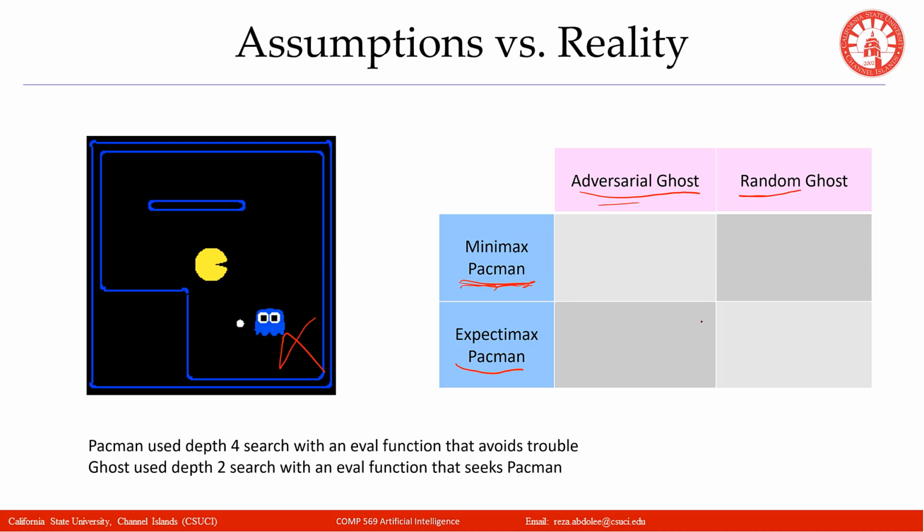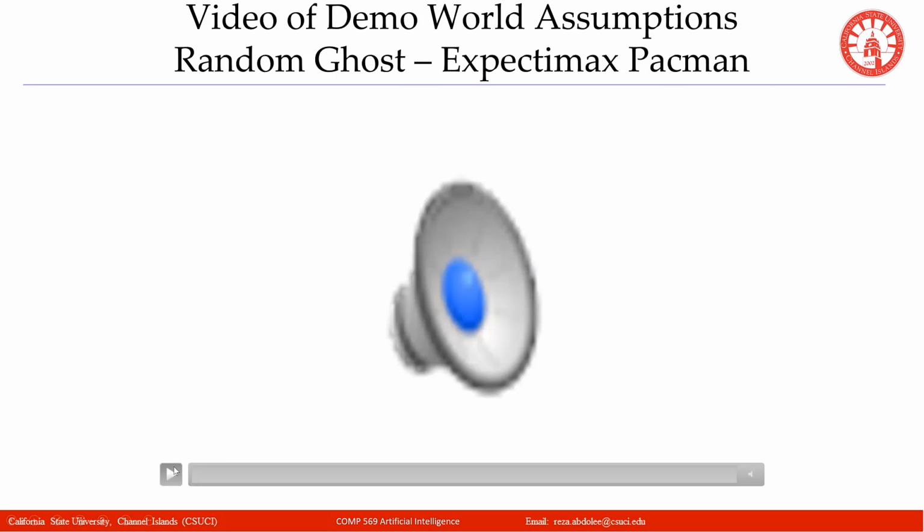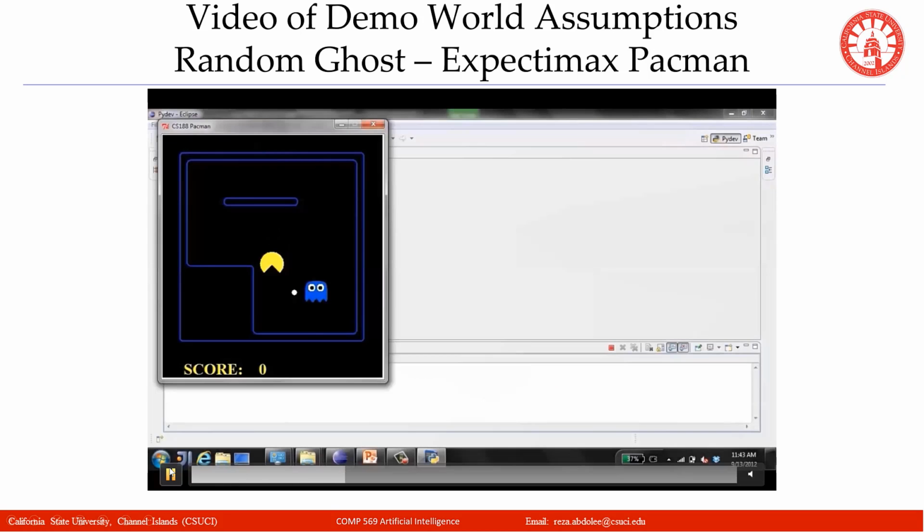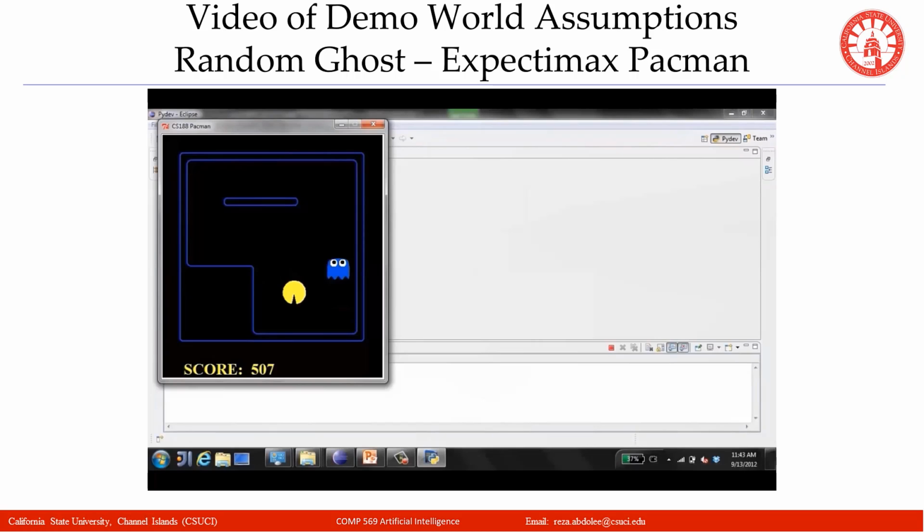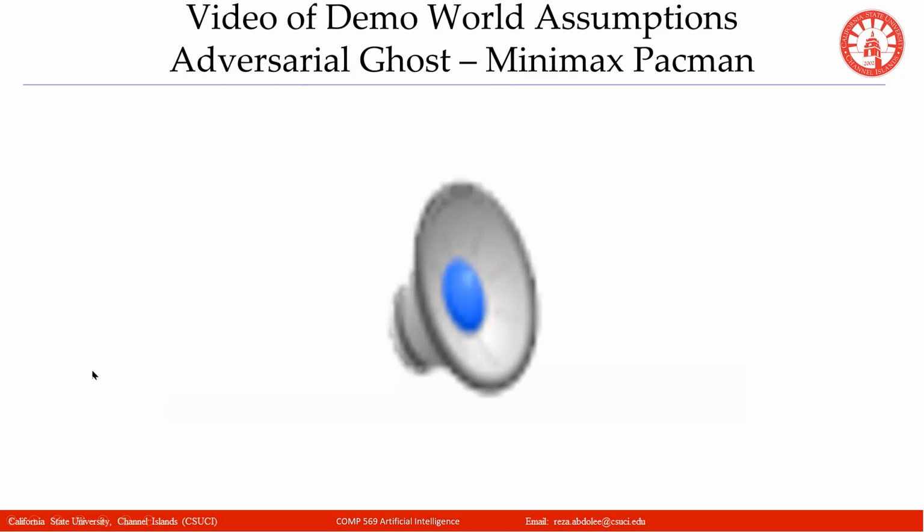So let's run the algorithm and see if your friend's answer is correct. Here is the random ghost, as you can see, just playing around. And then we are running the expectimax Pac-Man. So it means that we run the right algorithm, because for expectimax, you are assuming that the player on the other side somehow acts randomly. So this is a good pair for this situation.